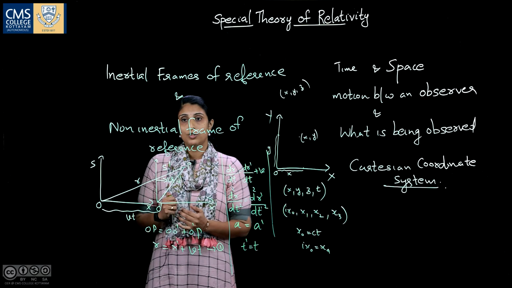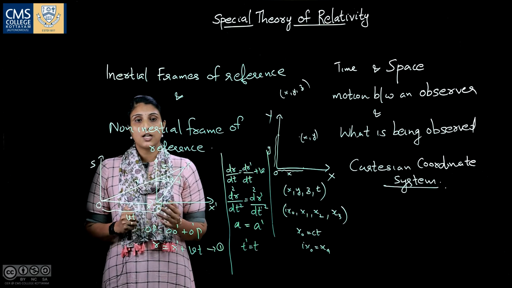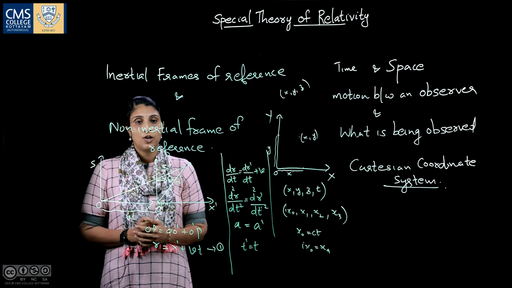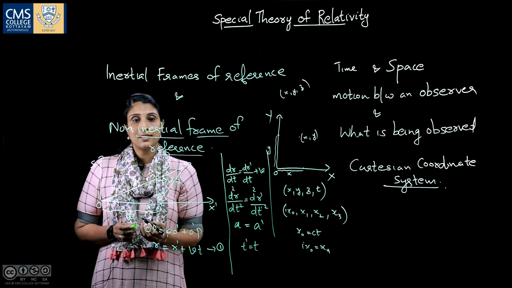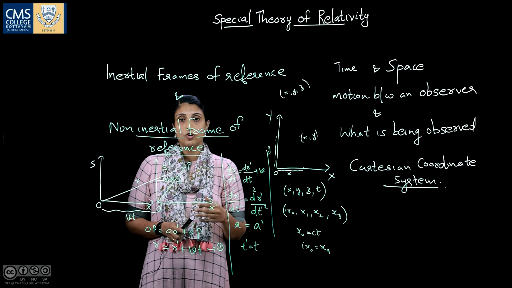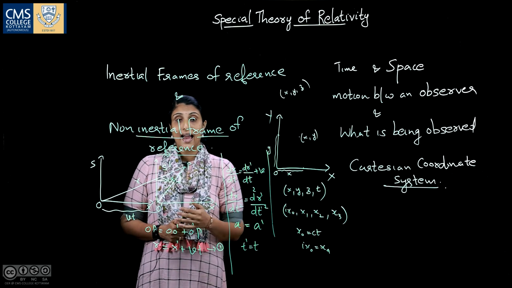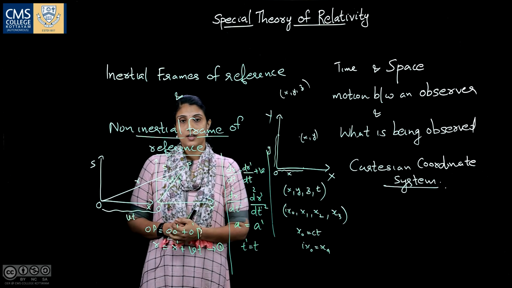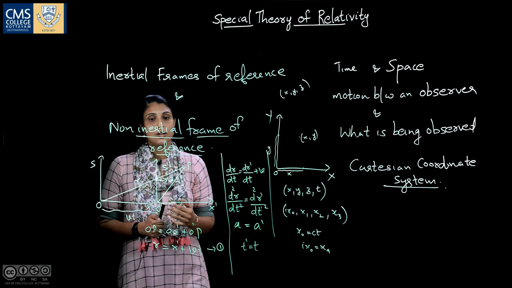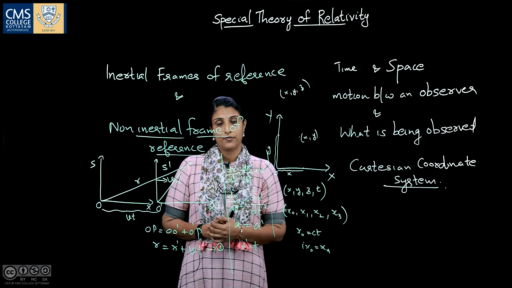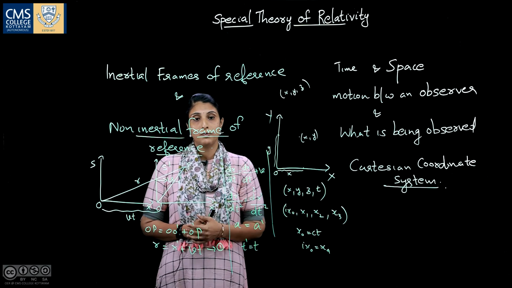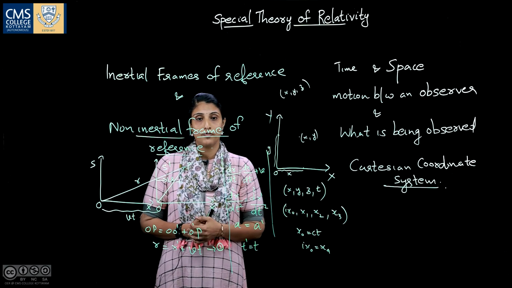So, next we are going to discuss non-inertial frame of reference. Non-inertial frame of reference means where Newton's first and second law of motion do not hold good. That is, these are accelerated frames of reference. Non-inertial frames of reference are accelerated frames of reference. Rotating frames are examples of non-inertial frame of reference.